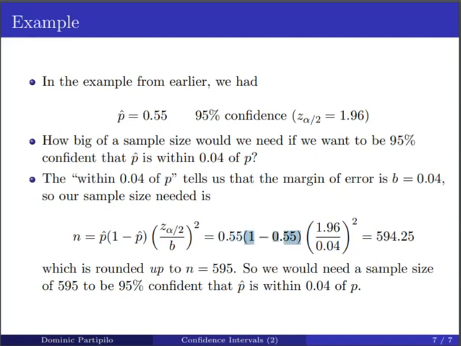So our sample size needed is going to be 0.55 times 1 minus 0.55 times 1.96, which was our critical value, divided by 0.04, which was our margin of error, all of that squared, which gives us 594.25. And again, we're going to round up here. So that gives us a sample size needed of 595. So we'd need a sample size of 595 to be 95% confident that p hat is within 0.04 of p.